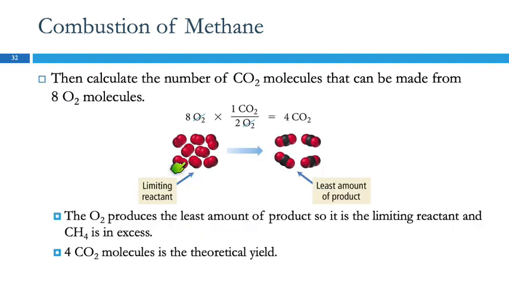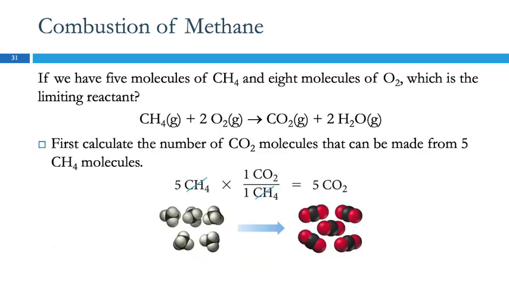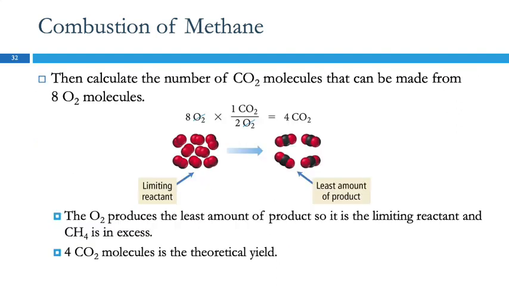And then the 8 oxygens, the chemical equation tells me I need 2 oxygens for every carbon dioxide. So 2 oxygens for every carbon dioxide. This could make 4 carbon dioxides if I use up all the oxygens, right? So 4 carbon dioxides is smaller than 5. So that's our limiting reactant. So the O2 produced the least amount of product. That's the limiting reactant. The other reactant is in excess, and this smallest amount is the theoretical yield.